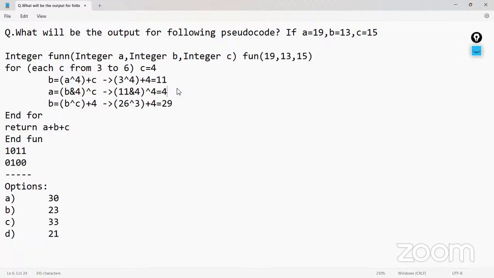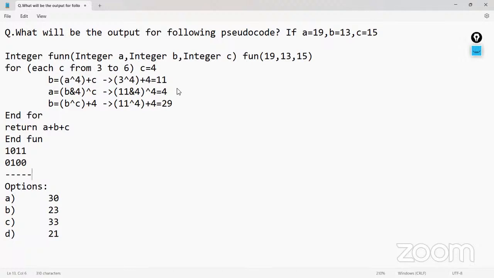So both values of C change, and only the value of B right now matters. Okay, let us check with that. Here B is again going to change as B XOR C, that is 4 itself. So the value of B is 11 XOR 4 plus 4. Okay, 11 we have already written.